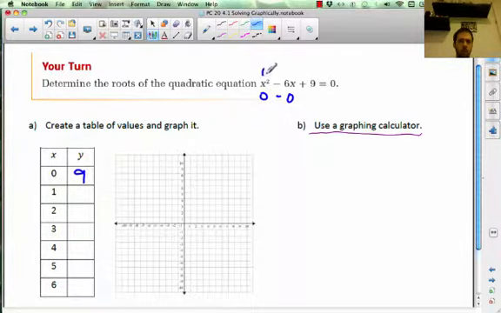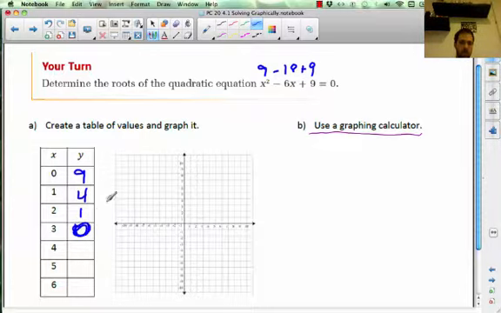When x is 1, this would be 1 minus 6 plus 9. So 1 minus 6 is negative 5, plus 9 is 4. When x is 2, this will be 4 minus 12 plus 9. 4 minus 12 is negative 8, plus 9 is positive 1. When x is 3, let's make a little space here. When x is 3, this will be 3 squared, which is 9, minus 18 plus 9. So you find that 9 plus 9 is 18, and then we're subtracting 18, and that'll be 0.